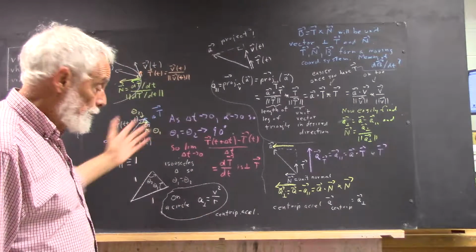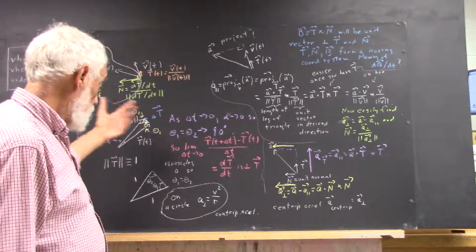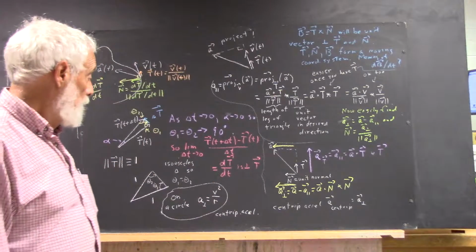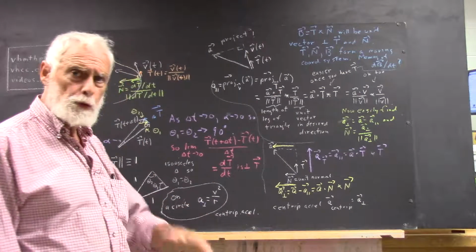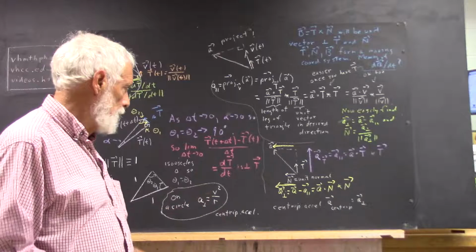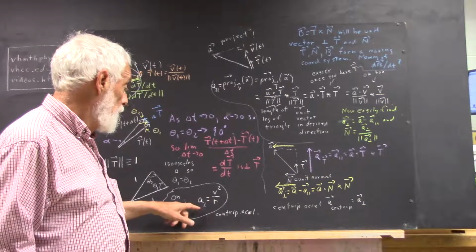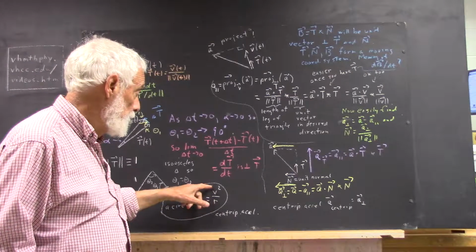Now, if you're moving around a circle, it's easy to derive. You just start with this picture and do a little stuff. And we'll probably do that. If we don't do it here, we'll do it in physics, and I think everybody in this course is in my physics course. The perpendicular component of A is just v squared over r.